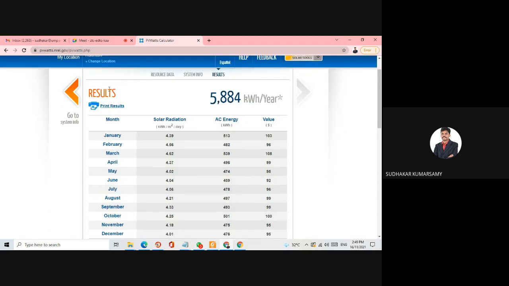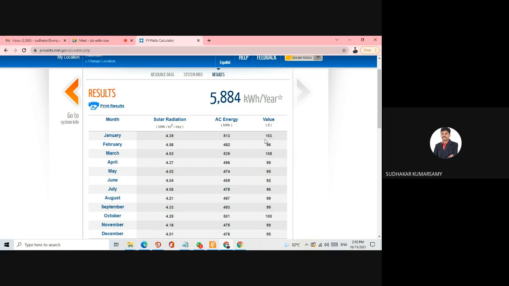Normally it is good to express the energy in terms of annual output, annual energy output. So we have the annual energy output as 5,884 kilowatt hour per year. And every month, if you use this energy, you are basically saving it, right? You are not paying for it. So how much can you save monthly?